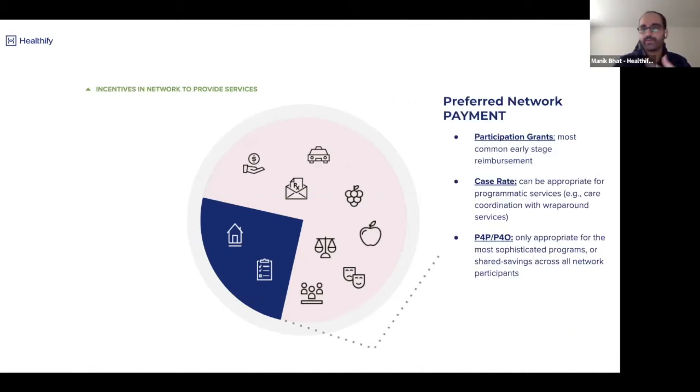And I know folks are probably thinking about how do these payments work, right? And it's really the wild, wild west right now across the country. Usually participation grants are the easiest place to start to drive network engagement. We've seen case rate models and pay for success models, which are more complicated and sometimes adopted with some of the 1115 waiver programs that are out there. And this is really local market specific. So that's the network model.